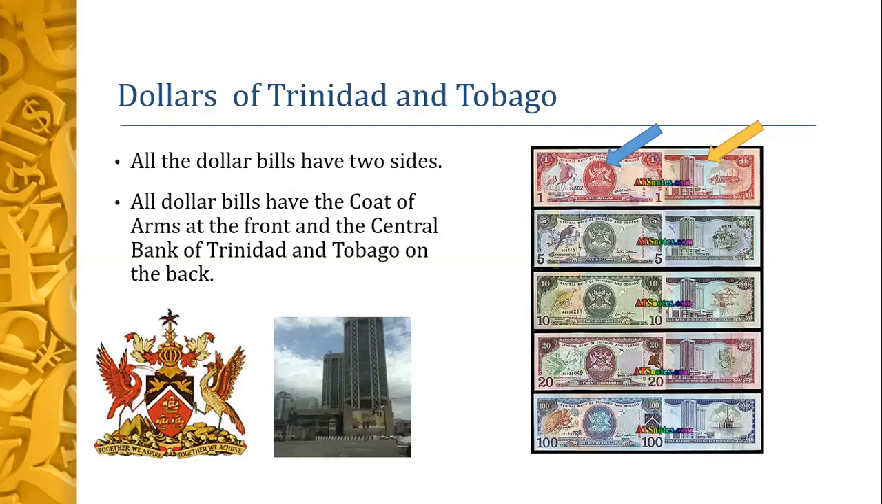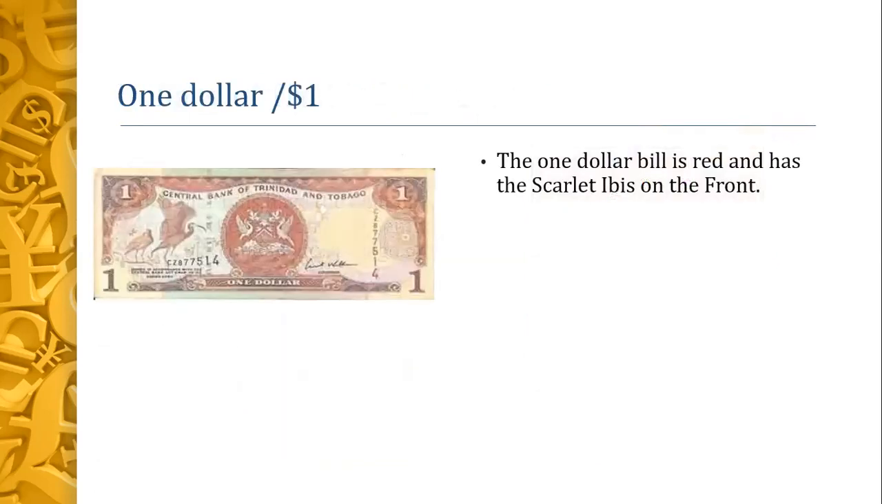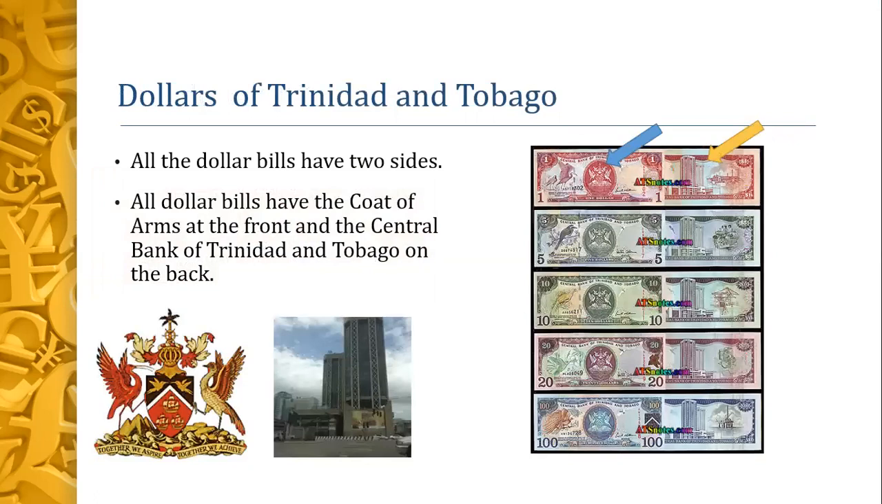Let's look at this picture. The blue arrow is pointing to the coat of arms in the center of the front of the $1 bill. And the yellow arrow is pointing to the, did you say the Central Bank? That's right, the Central Bank or Twin Towers.